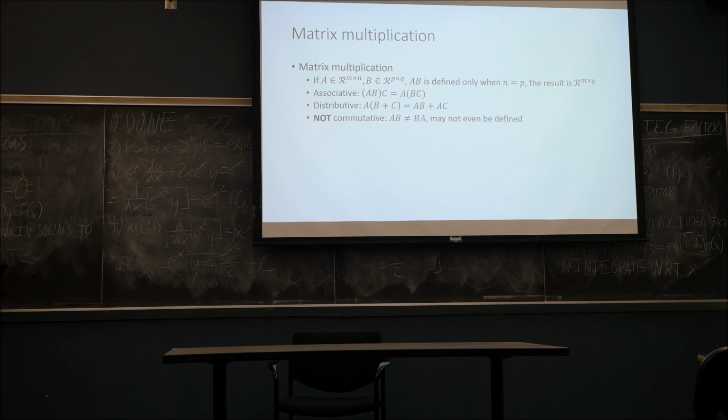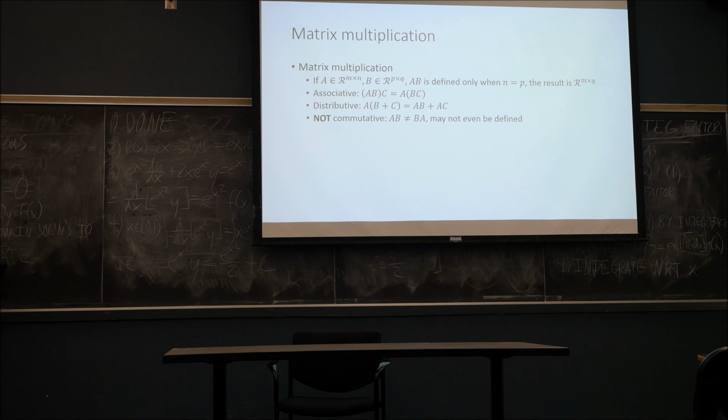So for matrix multiplication, if A is a matrix of size m times n, meaning m rows and n columns, and B is of size P times Q, meaning P rows and Q columns, A times B is defined only when n is equal to P. So when you do matrix multiplication, the inner dimensions must agree. If they don't agree, it's not defined.